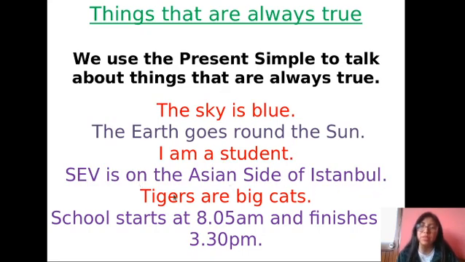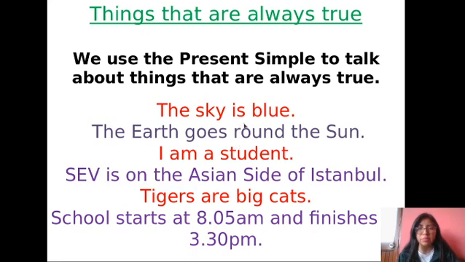Seb is on the Asian side of Istanbul. Okay, that is true. Tigers are big cats. School starts at 5 a.m. and finishes at 3:30 p.m. Okay, so all those sentences are true, so I am using present simple. Okay, pay attention here. That is the same. The earth corresponds to the third singular person. For this reason, I am using goes. Okay, the earth goes around the sun.